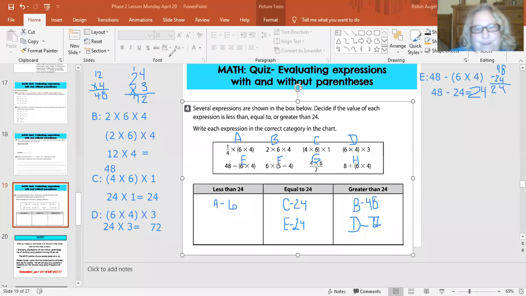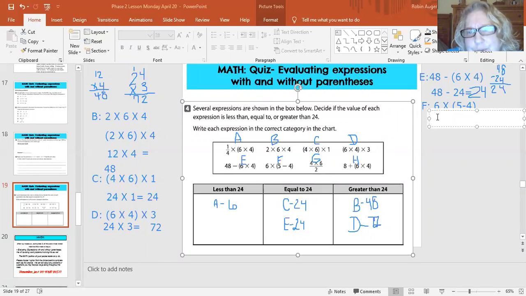All right, now we're on F. So 6 times 5 minus 4. And we're going to use our PEMDAS rules. So let's do F over here. Okay, and write our problem out. 6 times parentheses 5 subtract 4. All right, we have to do our parentheses first. 5 subtract 4 is 1. So let's write that out again. This is so easy, isn't it, guys?